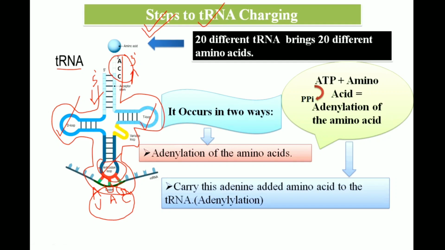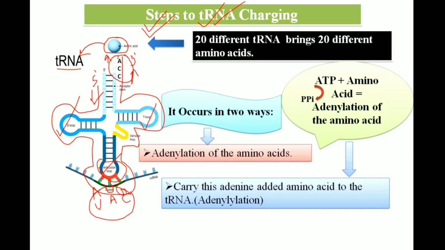Now when you go towards the end part, that is the 3' end, we will see an amino acid attached here. But this amino acid cannot be attached directly. It needs some mechanism before attaching to the tRNA. This addition of the amino acid to tRNA, and the mechanism involved in it, is known as tRNA charging.